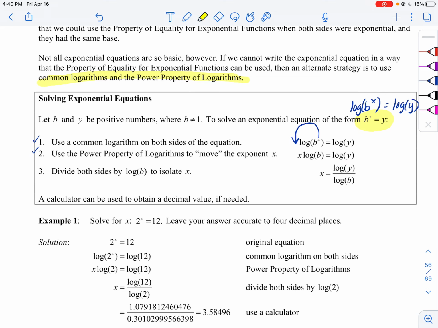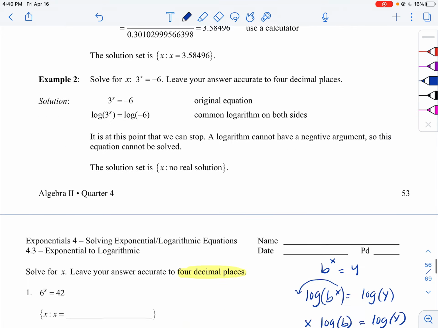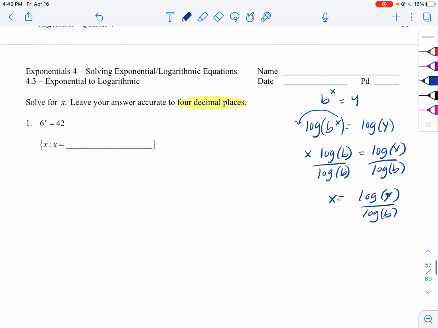Then our goal is to solve for x. So we are going to eliminate log of b by dividing it on both sides. You are going to end up with x equals log of y over log of b. I'm going to copy this at the bottom over here, and now I'm going to follow exactly the steps.